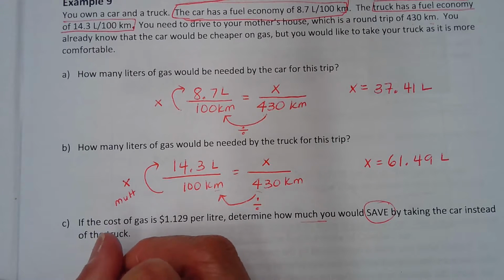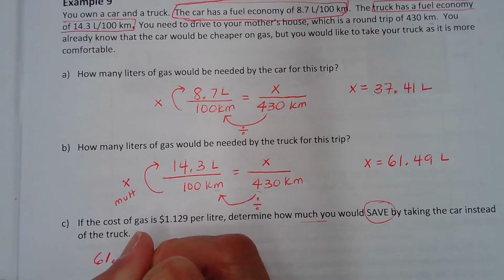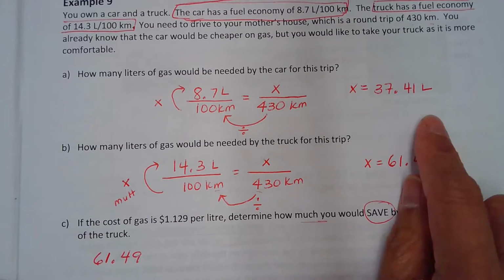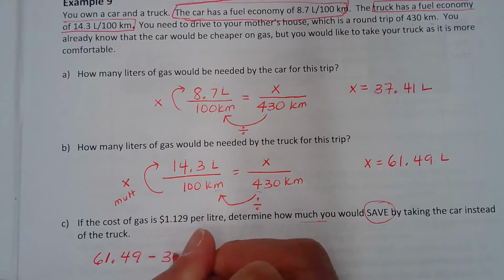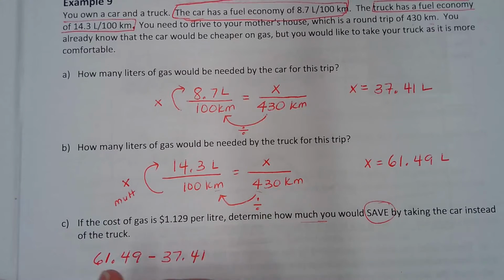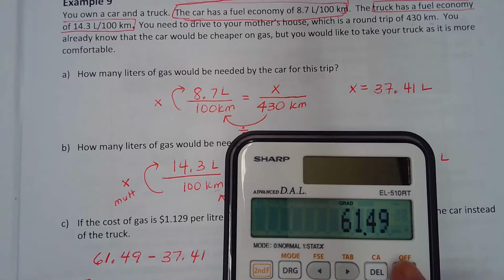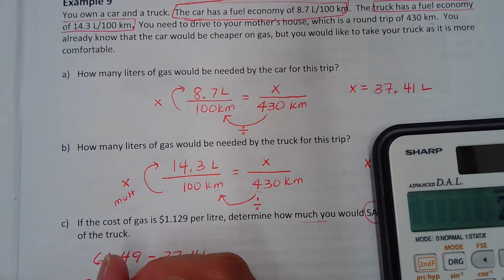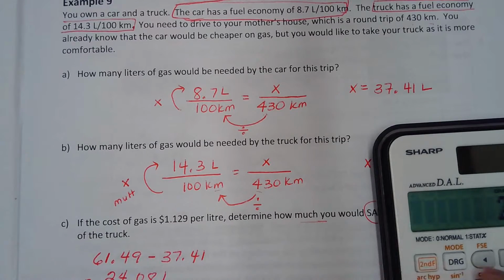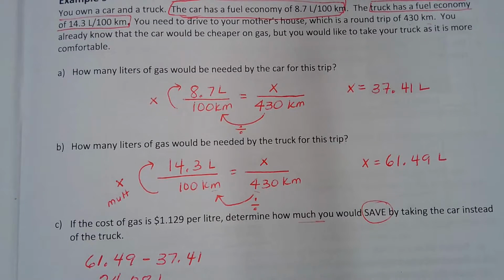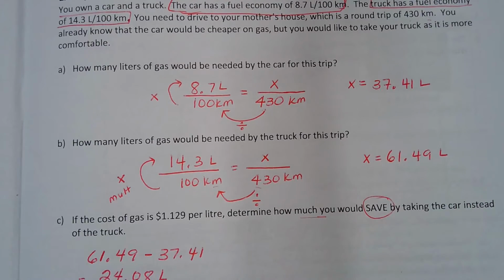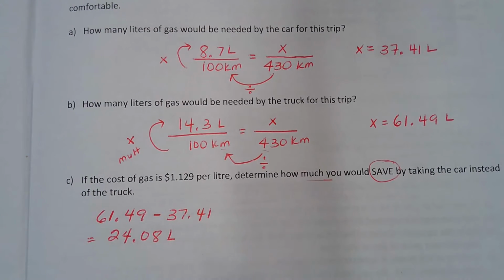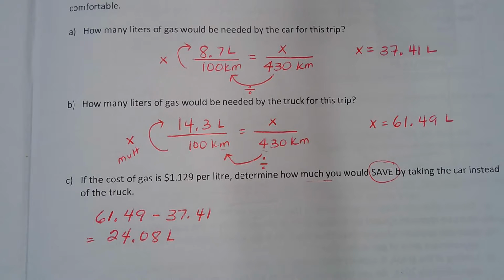So we're gonna save. For the car, it's 61.49 liters. For the car, if we take that away, 37.41 liters. So we're saving 24.08 liters, okay? Not dollars, liters. Is that okay? Because this is liters minus liters. So we saved 24.08 liters.